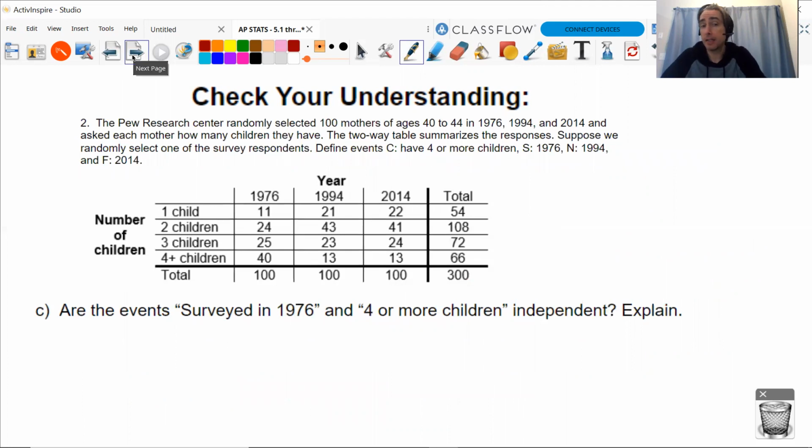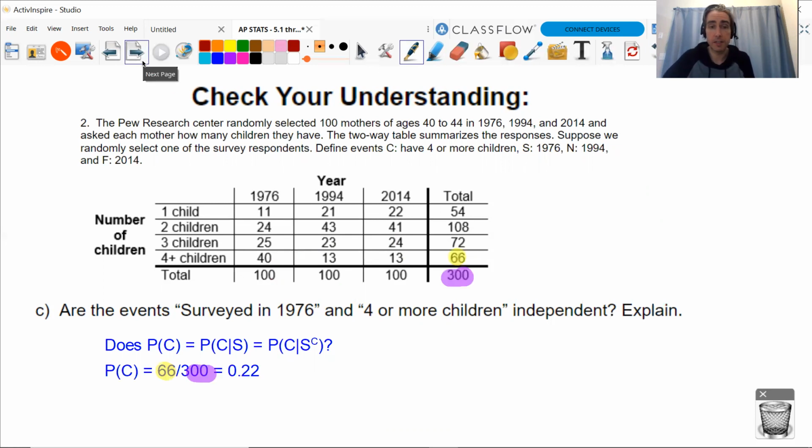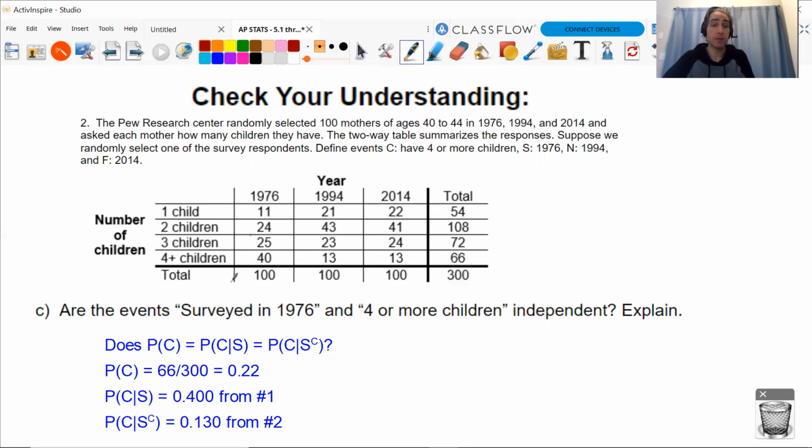Part C, are the events surveyed in 1976 and 4 or more children independent? Well, in other words, is 66 out of 300 the same as 26 out of 200, the same as 40 out of 100? Are those the same? They're not. 66 out of 300 is only 0.22, the probability of just 4 or more children, totals. Those are all different, right? 22%, 40%, 13%. So they're not independent.